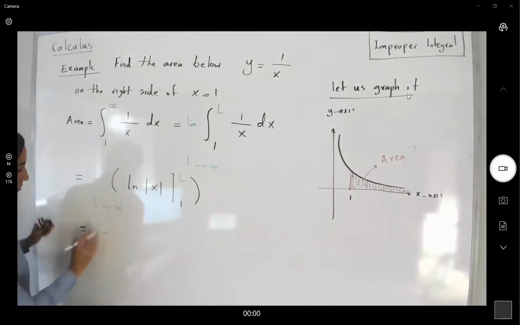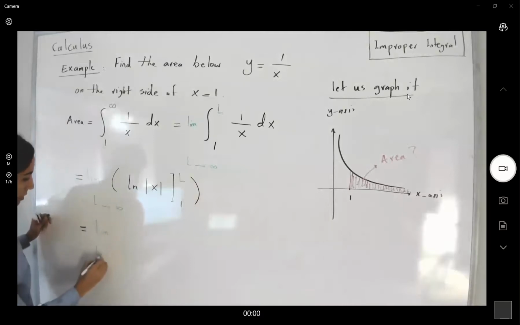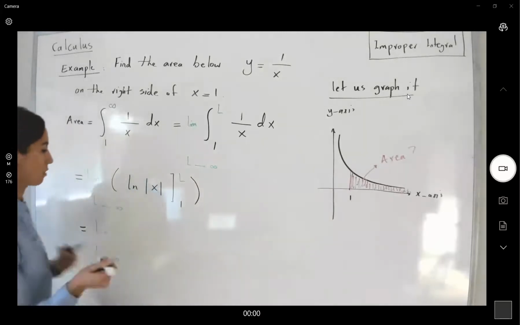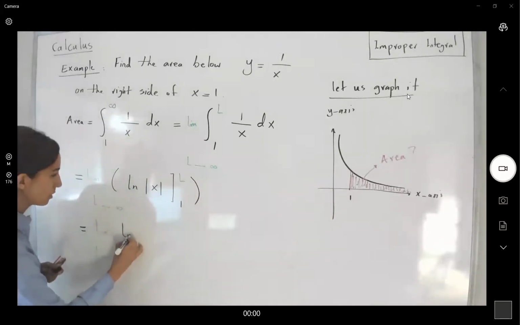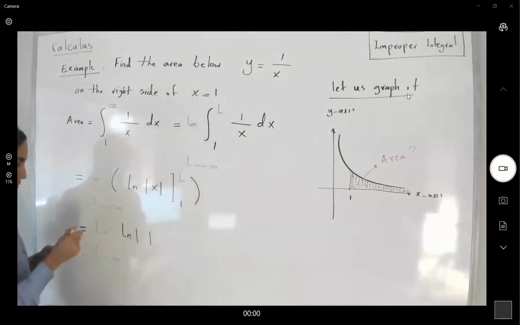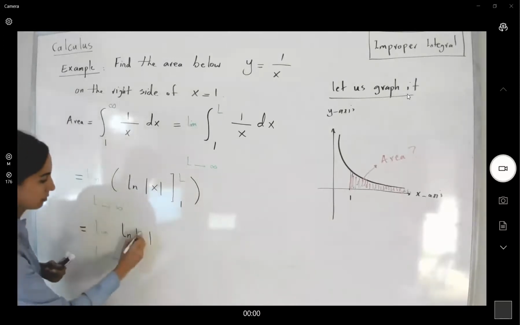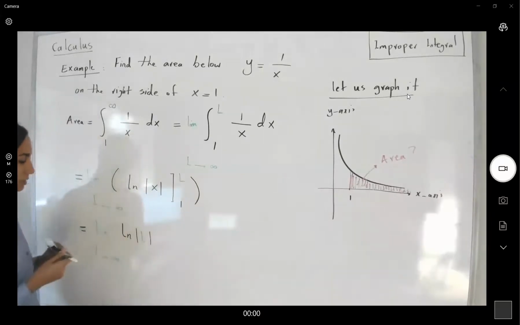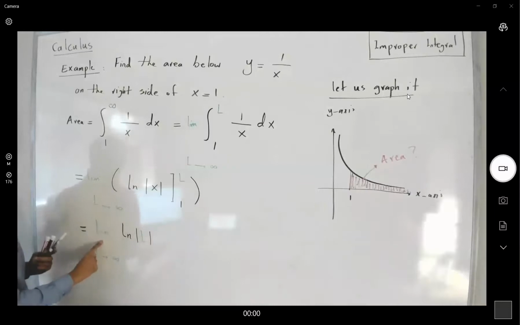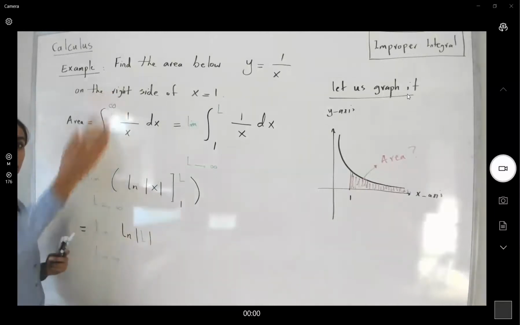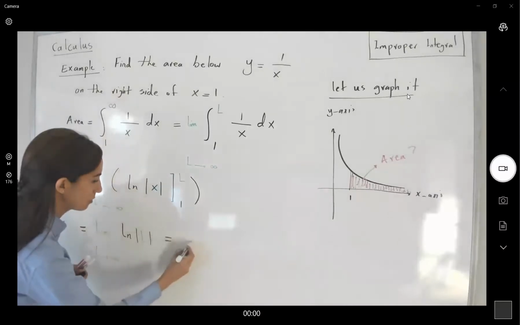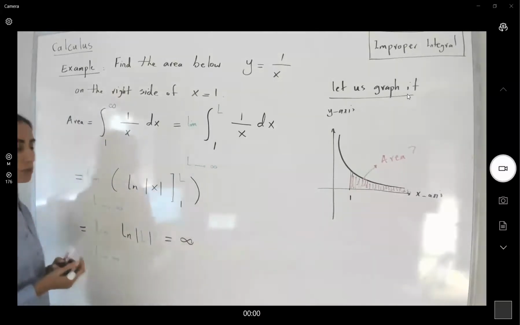So I have the limit as L goes to infinity of ln of L minus ln of 1, which is 0. So ln of the absolute value of L. And note that ln of 1 is equal to 0, so I'm not going to write this down. The limit of ln of infinity is equal to infinity.